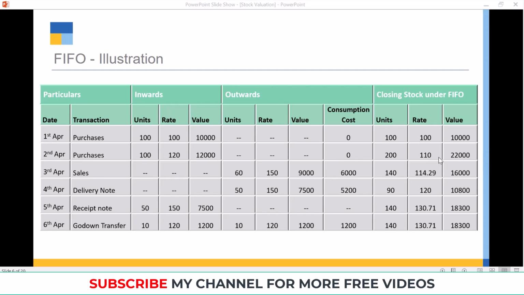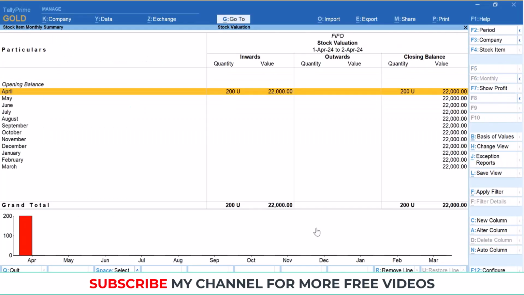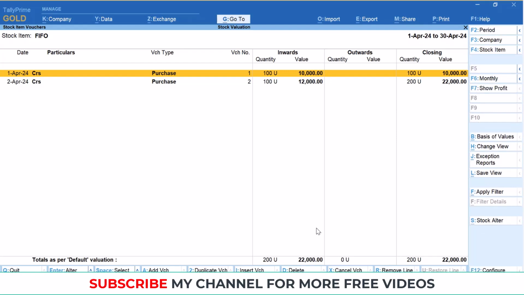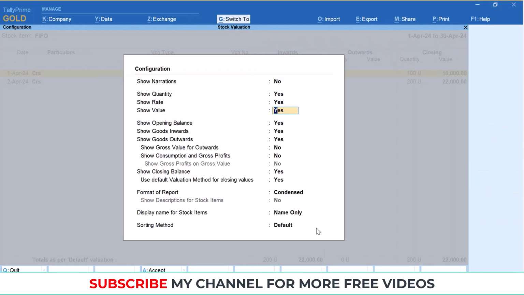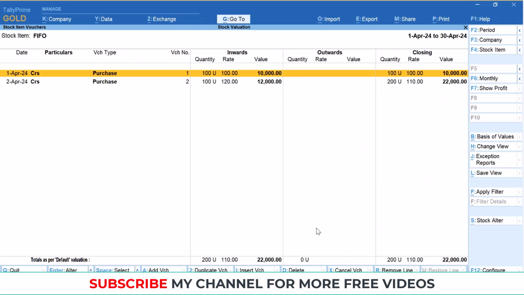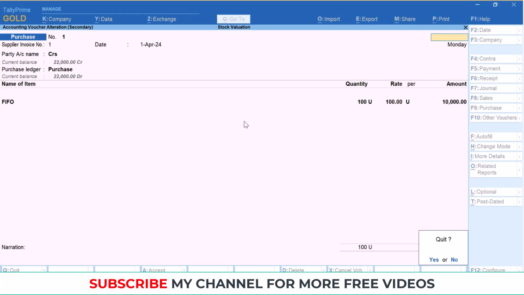Okay. Now how are we getting this value? The calculation part is something to be observed here. Okay, so on an average basis, you can consider like 10,000 plus 12,000 is 22,000, and 100 plus 100 is 200. Okay. So we are getting this 110 on average basis. 22,000 divided by 200 is 110. Okay. So if you are doing this value divided by quantity, it will be called as average valuation.